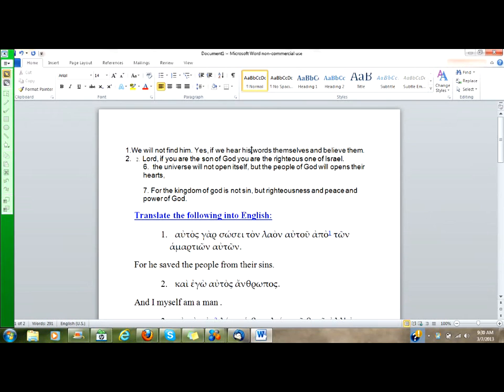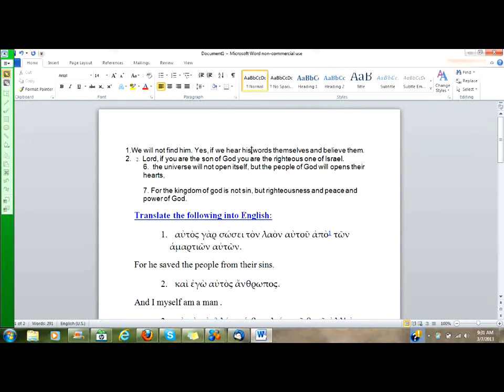Again, in Greek, theou is articular, but here theou is being used as a proper noun. It's functioning as a proper noun. When we bring it over into English, we do not need to retain the definite article. So, Lord, you are the Son of God.